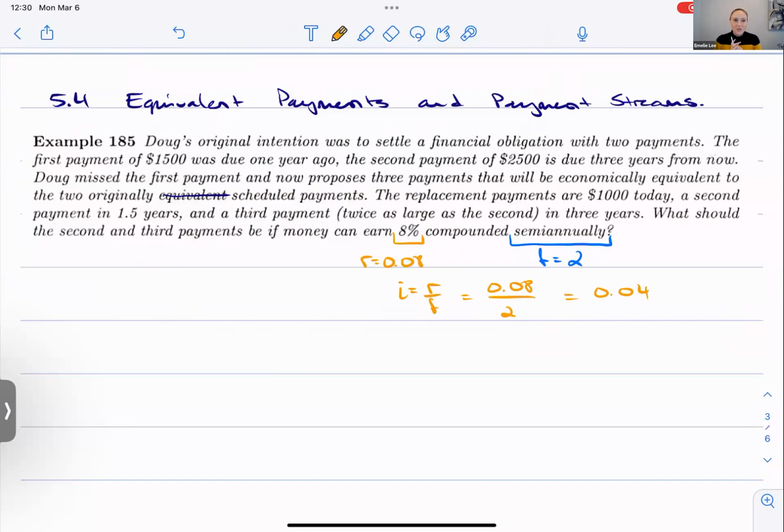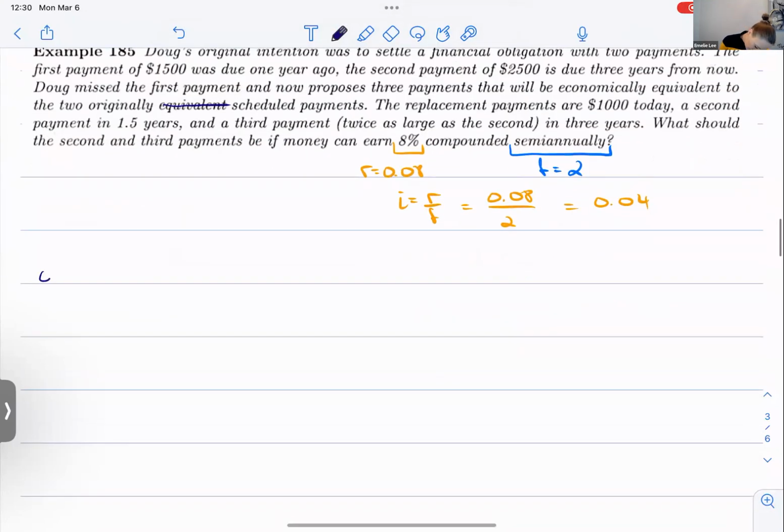Next thing I'm going to do is probably map out the original repayment scheme. Because there's going to be an original repayment plan and then the new repayment plan. So I'm going to start with the original repayment schedule.